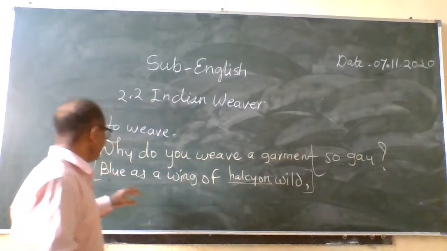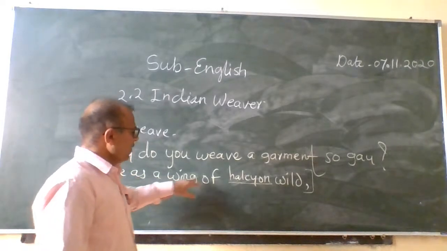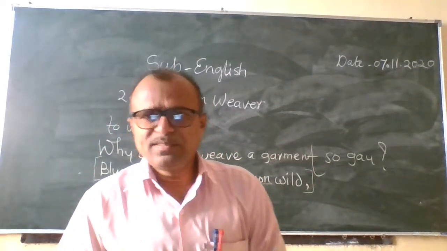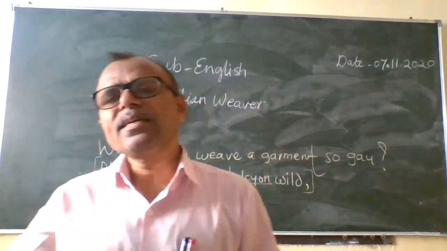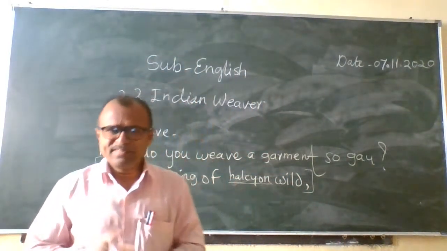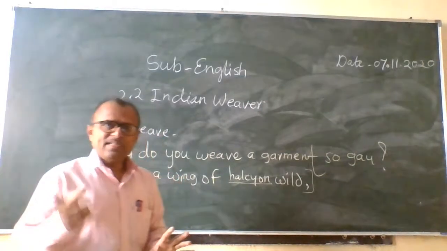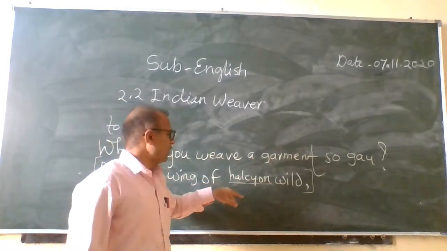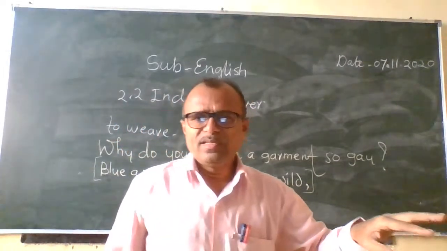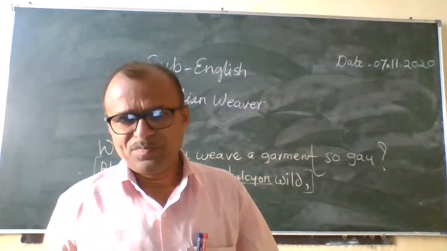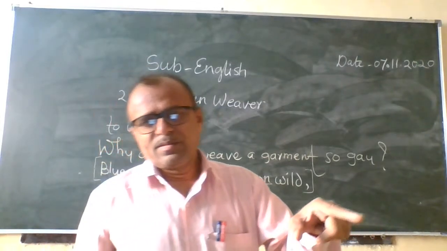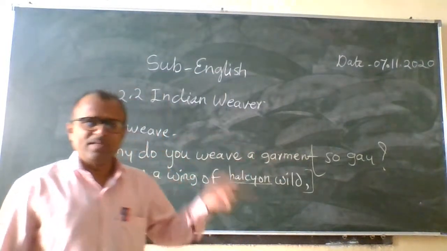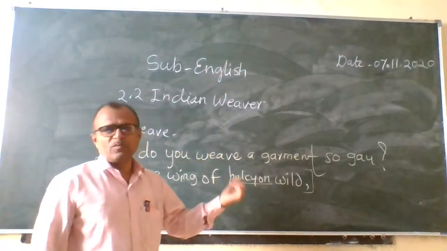In the same way, the wing of Harrison wine and the garment, they are two different objects. But as far as their color is concerned, there is similarity. And in that sense, the garment is like the wing of Harrison. It is like a wing of kingfisher because the wing of kingfisher is blue, it is bright, it is colorful. In the same way, the garment is bright, it is blue, it is colorful.